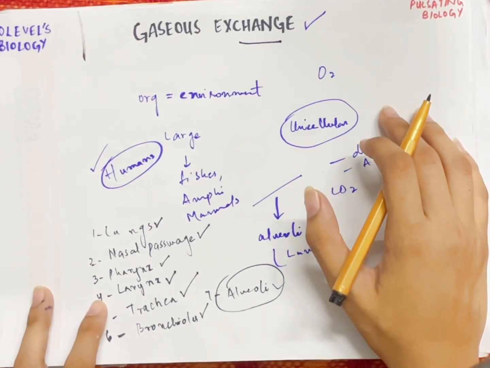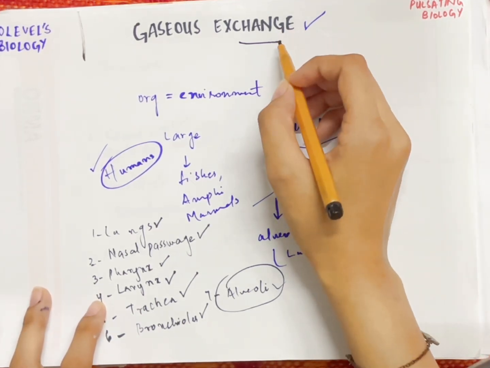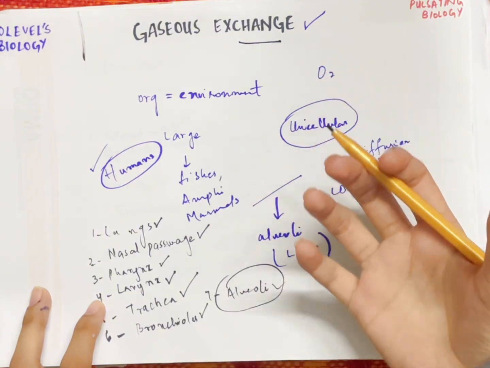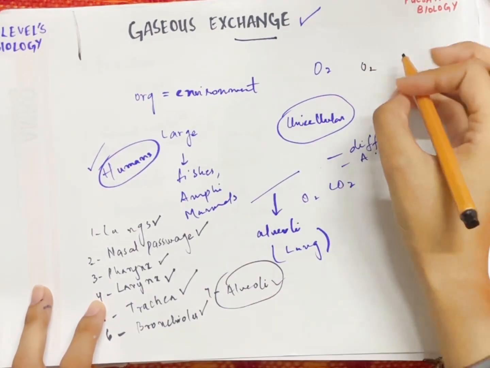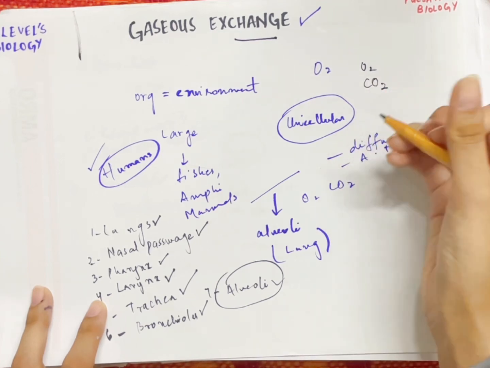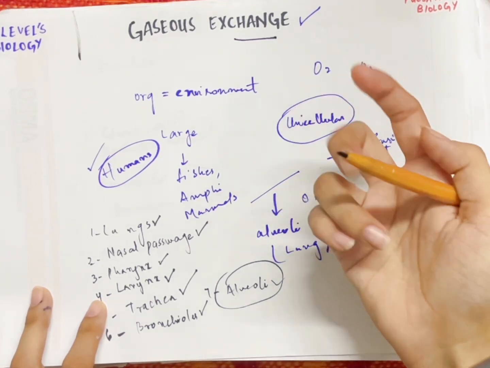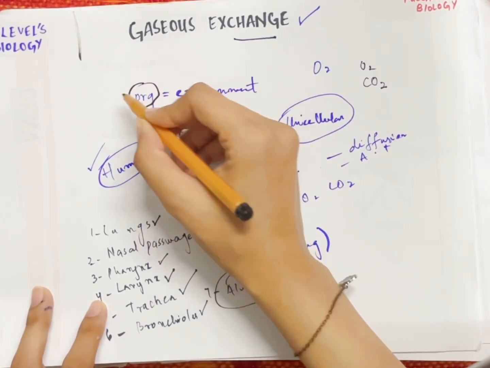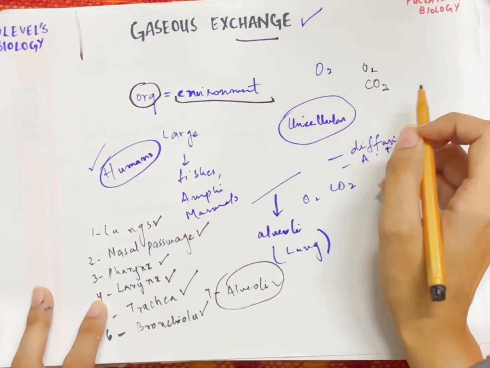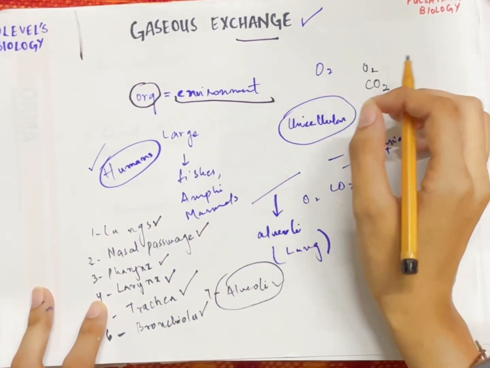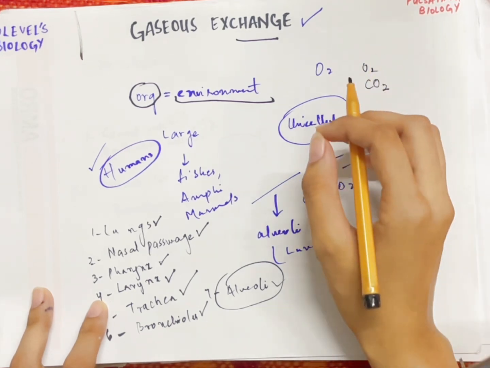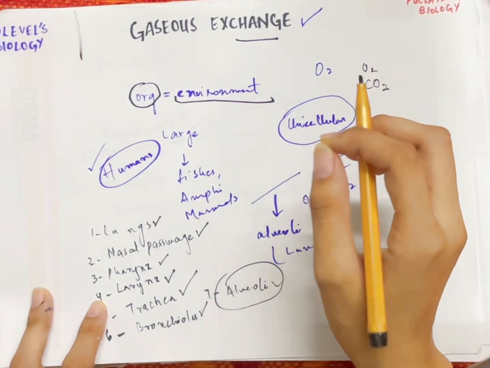Alright, let's begin the chapter by understanding the concept of gaseous exchange. Gaseous exchange is the interchange of two important gases: number one is oxygen and the other is carbon dioxide. And the exchange is between what two? The exchange between an organism and the environment. So gaseous exchange is the exchange of gases between an organism and the environment, which is known as the respiratory system in a human being.